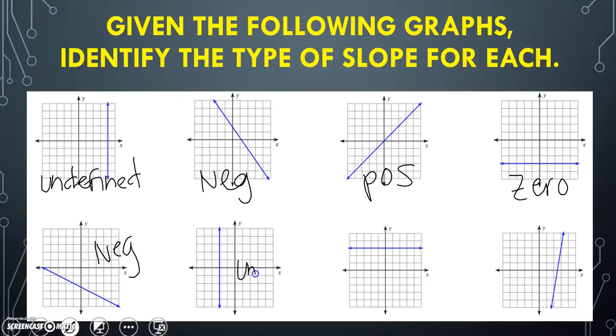The next one would be undefined. The next one would be 0. And the last one would be positive. So if you got one of those wrong, make sure you correct it. If you need more time, pause the video.